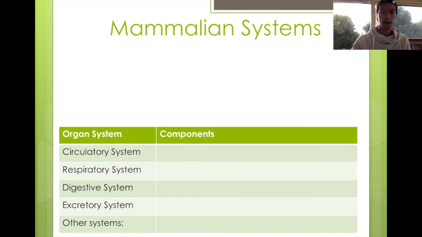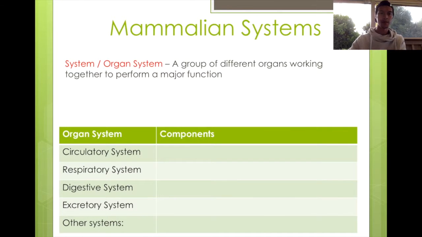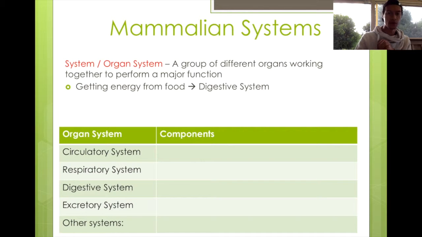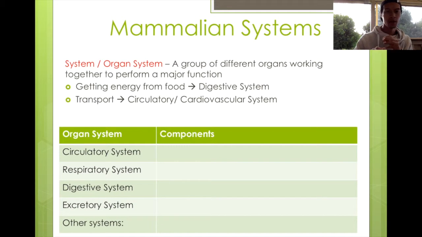Okay. Now, once you get more complex, you can imagine all of the organ systems that your body has, right? So a system or an organ system is a group of different organs working together to perform a major function, okay? For example, you have a system containing all of these different organs that allows you to get the energy you need from your food, or more specifically, the nutrients you need from your food, okay? And that's the digestive system, right?